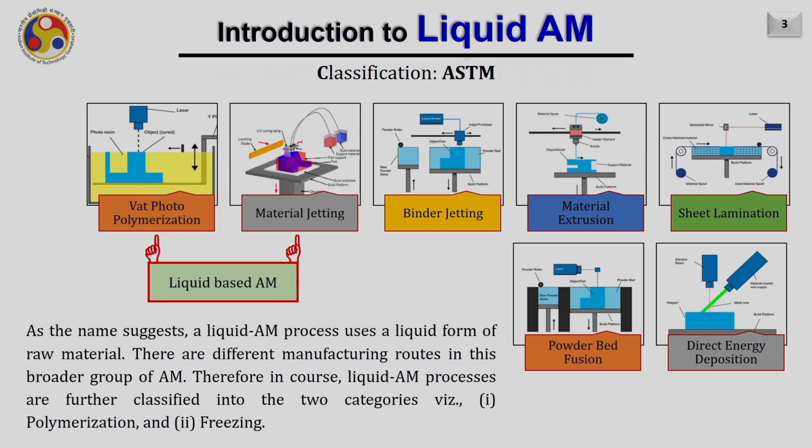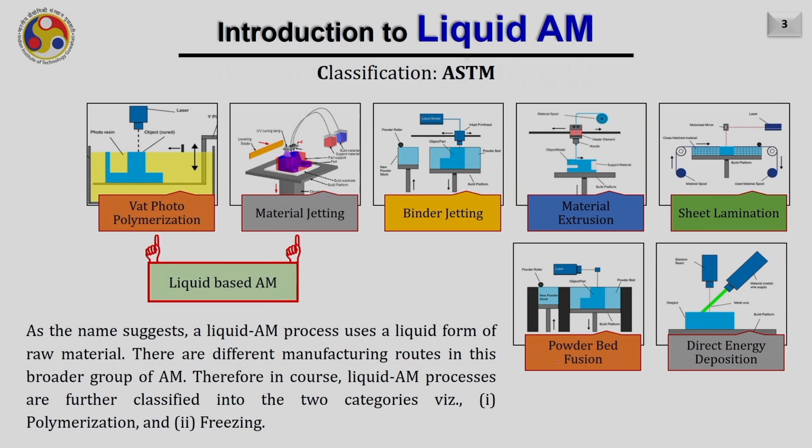So, if you recall the classification given by ASTM, additive manufacturing is categorized into 7 categories. First is wet photopolymerization, then material jetting, binder jetting, material extrusion, sheet lamination, powder bed fusion and directed energy deposition. The classification here is reproduced again, and it can be noticed that wet photopolymerization and material jetting use liquid form of the raw stock material. As the name suggests, a liquid based additive manufacturing process uses a liquid form of raw material.